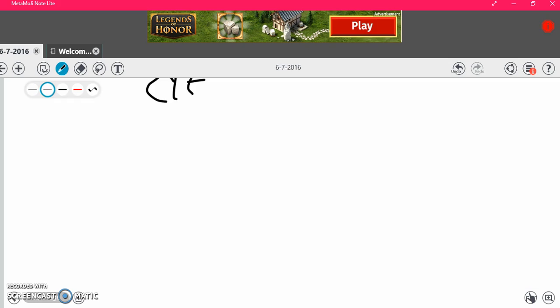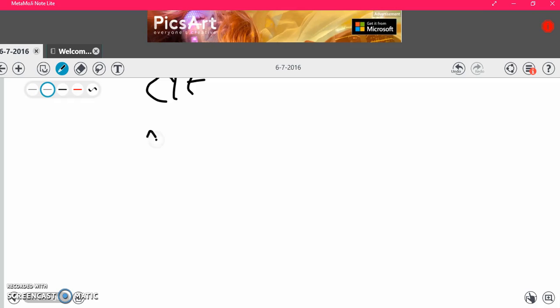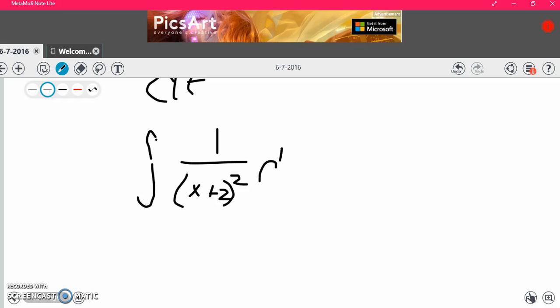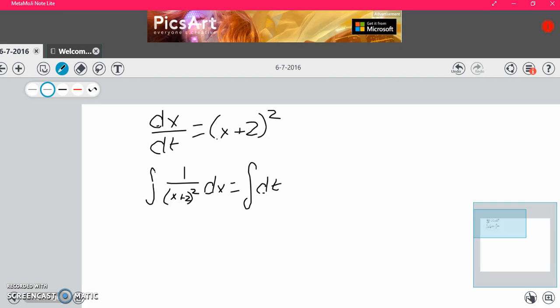We separate the variables, and we have the integral of 1 over (x plus 2) squared, that is a plus sign, I swear, dx equals the integral dt. So, of course, looking at this, you can't immediately just integrate that.